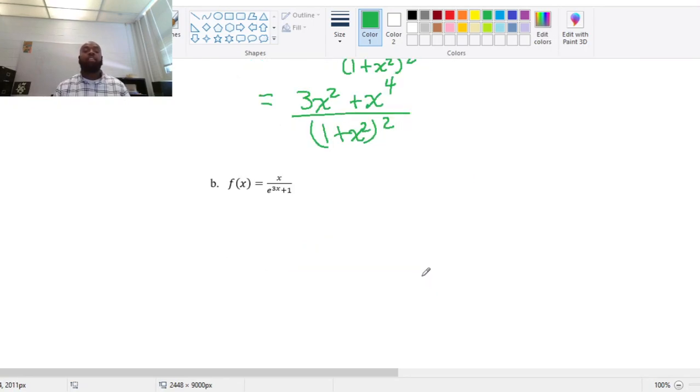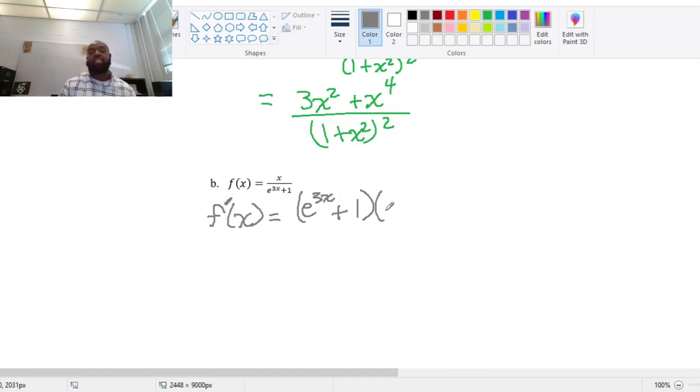Okay, let's look at another example. F of x equals x over e to the 3x plus 1. Now note here that we have a top function and a bottom function, right? I'm ready to take my derivative. It's the bottom function, which is e to the 3x plus 1, that bottom function times the derivative of the top, right?